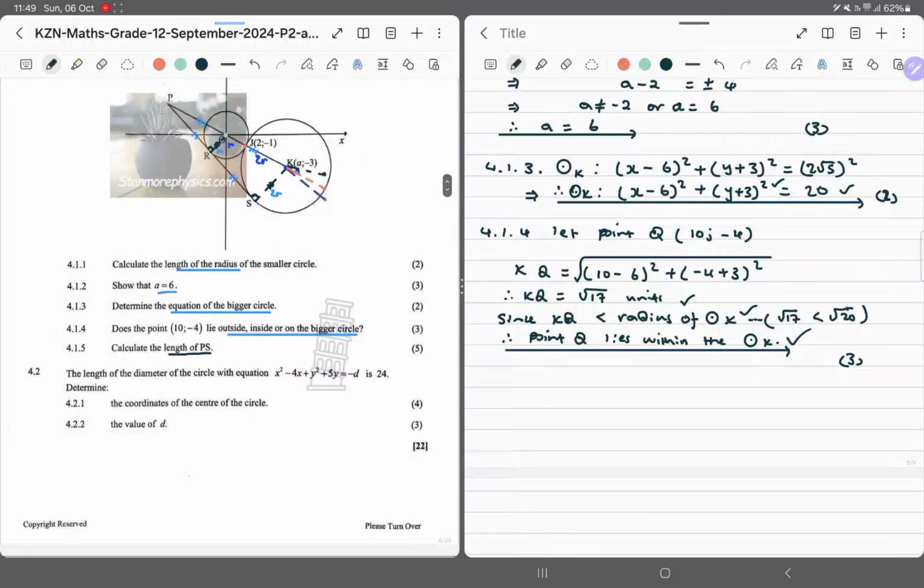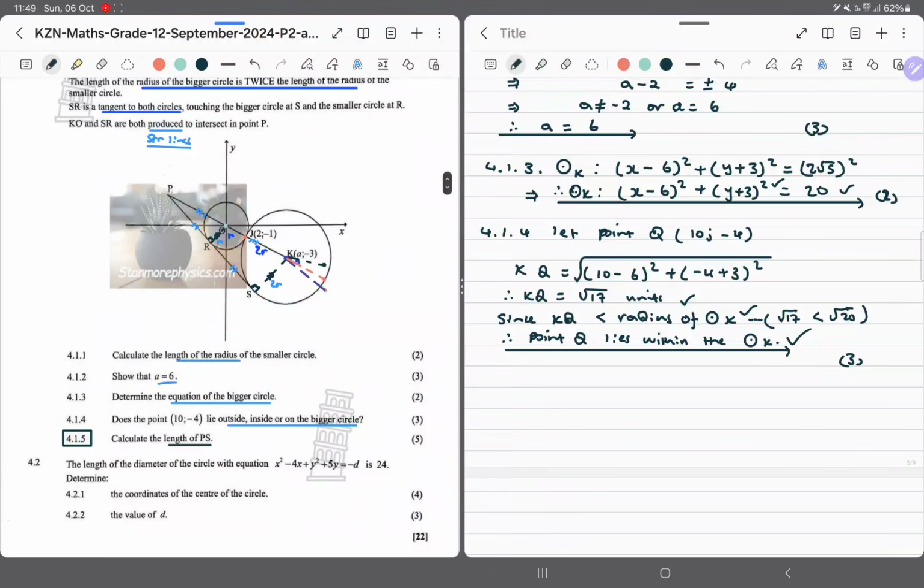Now we need to find the length of PS. Now this is a big boy or a big girl, right? But you see, we've turned this big boy or big girl into a small girl and boy, because we already understand here, okay guys, look, we know the distance OK because this is 2 root 5 plus root 5, which is 3 root 5. So this distance right here.